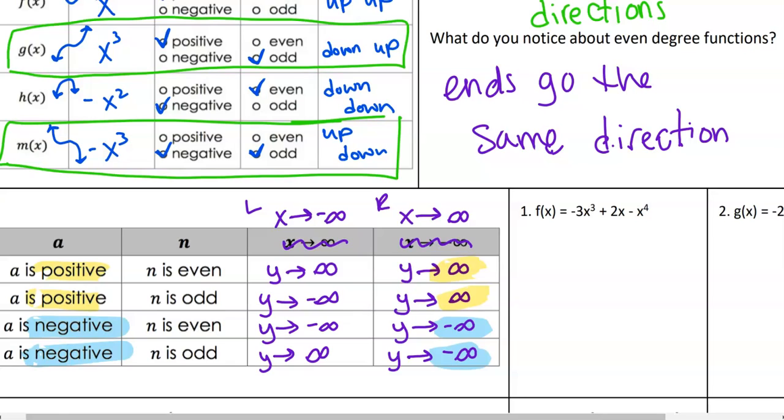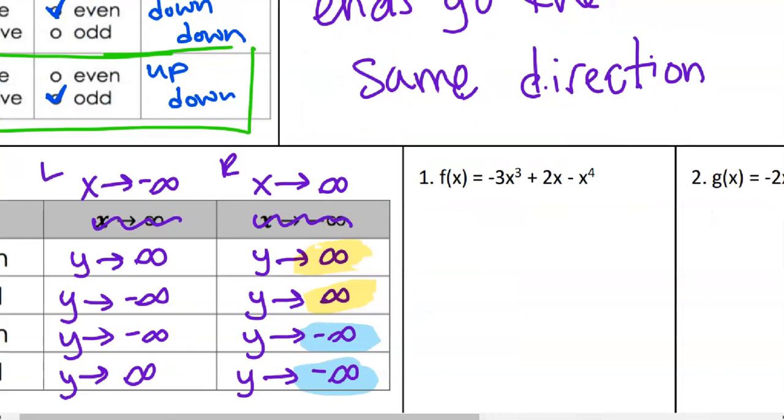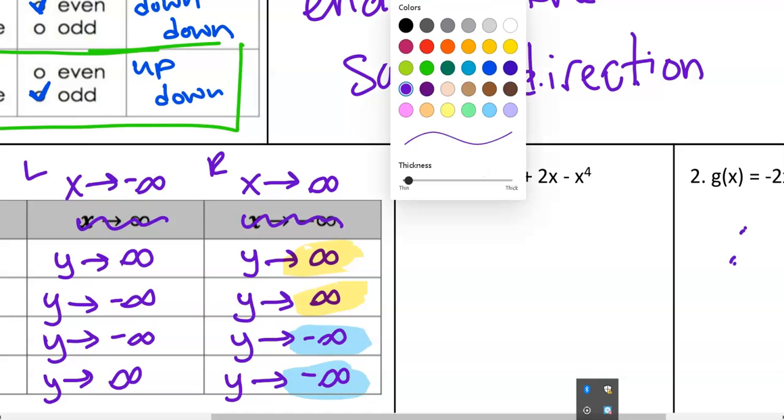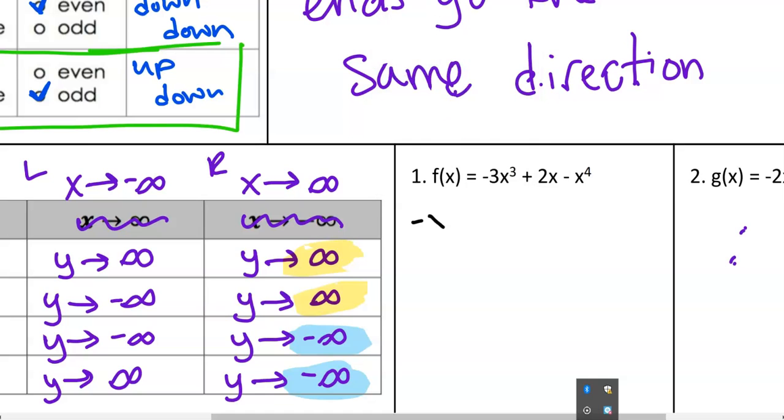We have negative 3x cubed plus 2x minus x to the power of 4. Okay? Is there something you noticed about it right away? It is not in standard form. Good. How should it be written? It should be negative x to the 4th, minus 3x cubed, plus 2x. Good.